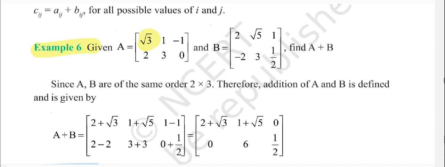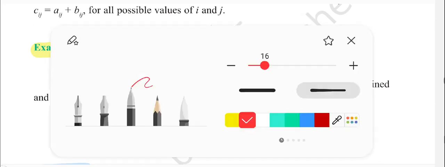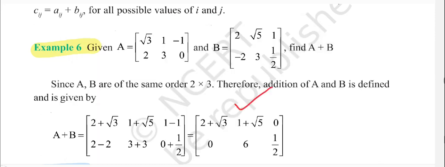Here the first entry is root 3. The first entry in this matrix is 2. So we will add these two entries. We get 2 plus root 3. The second entry is 1. Here it is root 5. So we will add these two. We get 1 plus root 5. Then minus 1 is added with 1. We get 1 minus 1. 2 is added with minus 2. We get 2 minus 2. 3 with 3 we get 3 plus 3. 0 with half we get 0 plus half, and then simply add them. After adding, what we get? We get this matrix.